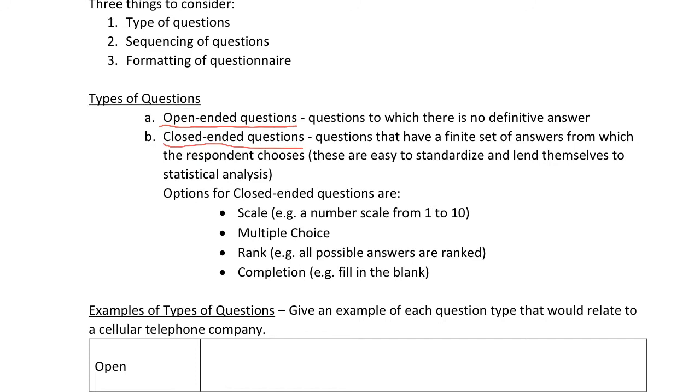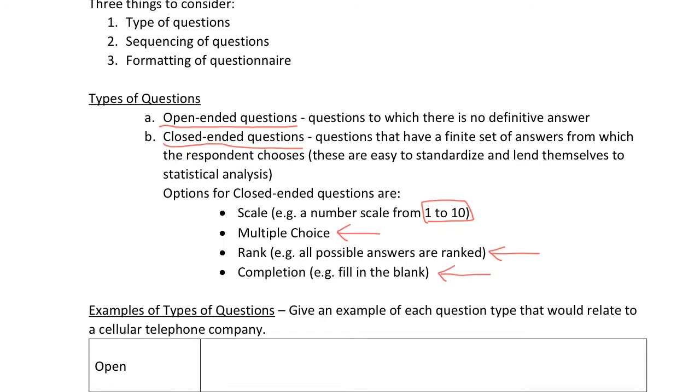So our options for close-ended questions are we could do a scale. So, rank your experience from 1 to 10 visiting Starbucks today. 1 being very low, poor service, 10 being very good service. You could do a multiple choice. Okay. What's your favorite subject out of these 6 subjects? You could do a rank. So out of these 6 subjects, rank them from your favorite to least favorite. And then you could do a completion one, okay, where people fill in the blank.